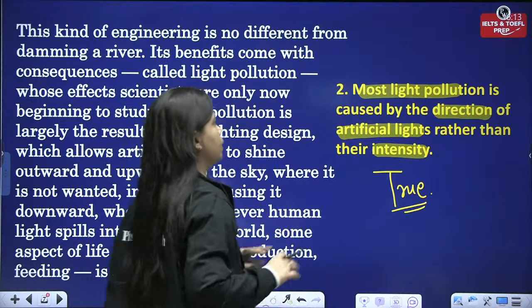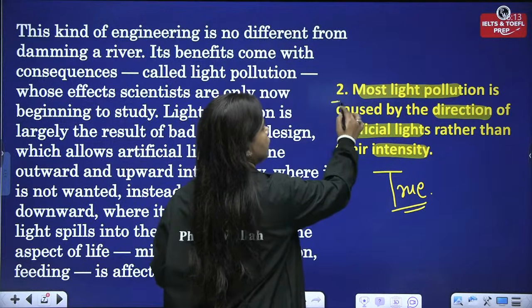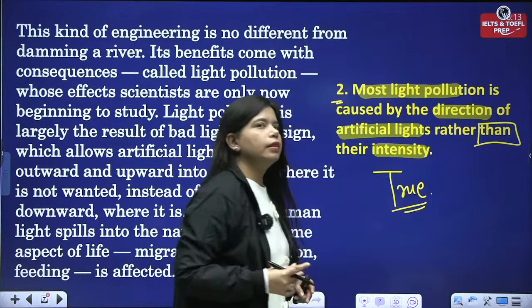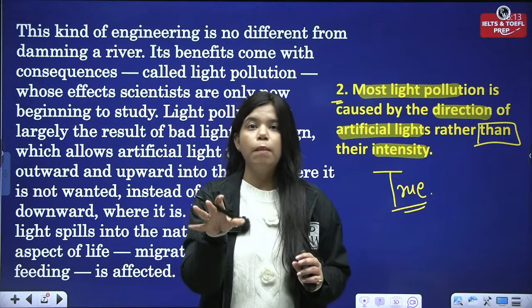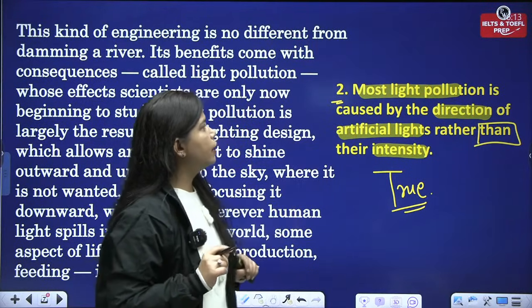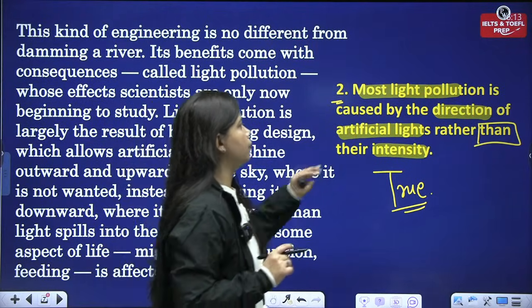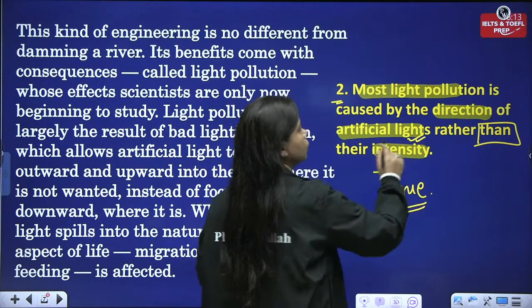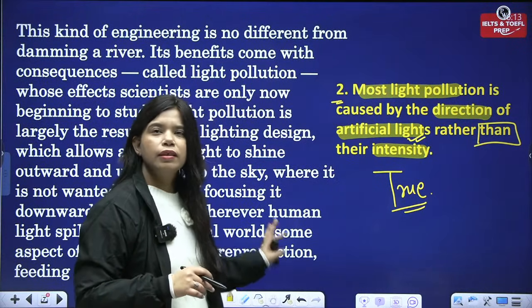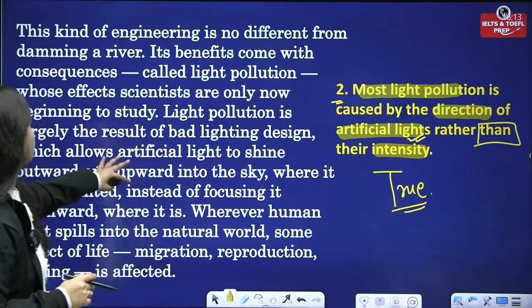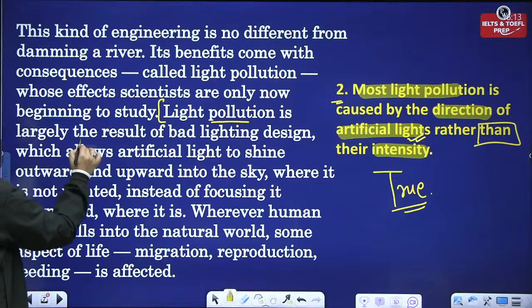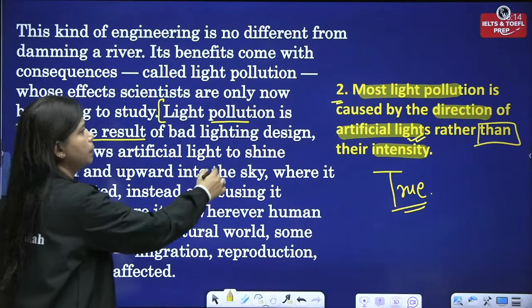Let's understand for everybody. Now, the question says most light pollution is caused by direction. Toh yahan pe na THAN then aa raha hai. THAN then jab aa jata hai na question mein, that means there is a comparison in the question. Comparison kiske beech mein ho raha hai? Let's understand. Question says most light pollution is caused by the direction of artificial lights. Matlab light pollution kisse hota hai? Artificial lights ki direction se, rather than the intensity. And the same thing is written over here. Yahan pe dekho. From here it says light pollution is largely the result of bad lighting design. Matlab kis wajah se hota hai?